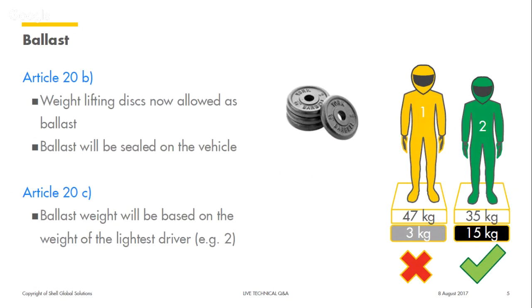So if, let's say, the lightest driver is 40 kilograms and the second lightest driver is 47, we will base the ballast required on the lowest one, which is 40 kilograms. So you need to then supply a 10 kilogram ballast. And this ballast will be attached to the vehicle and it will be sealed. Okay, next slide.